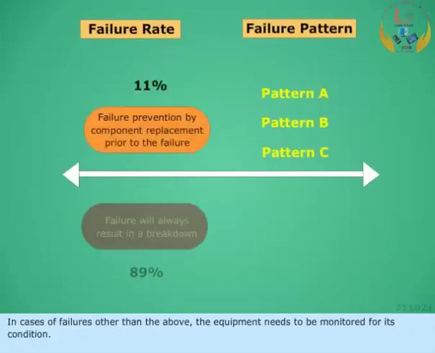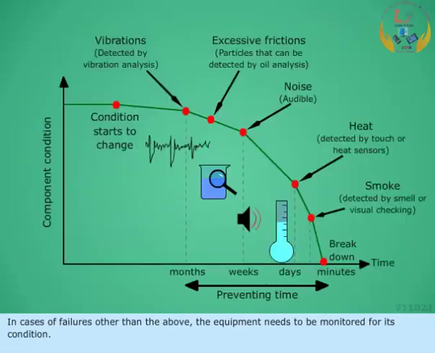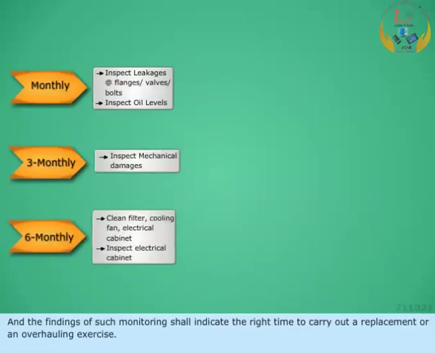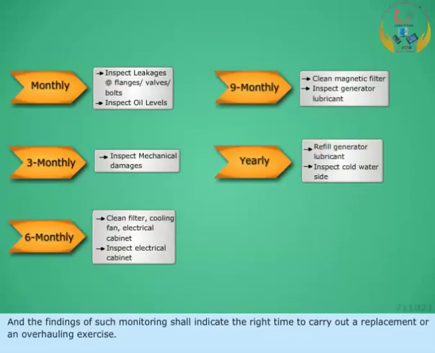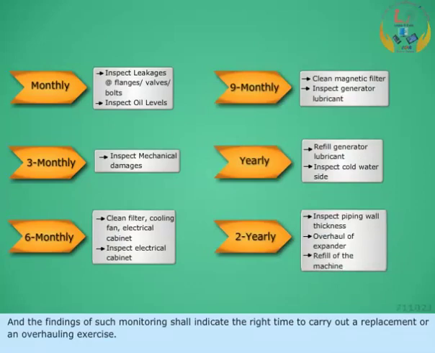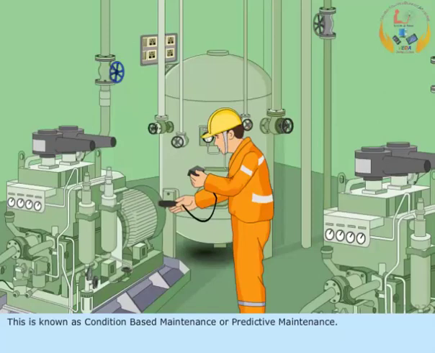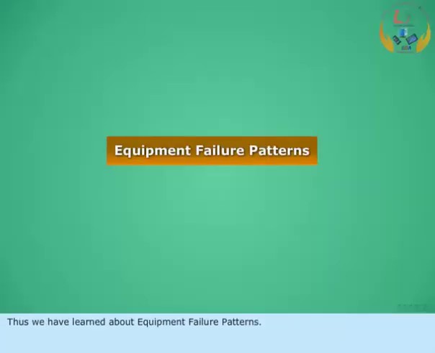In cases of failures other than the above, the equipment needs to be monitored for its condition, and the findings of such monitoring shall indicate the right time to carry out a replacement or an overhauling exercise. This is known as condition-based maintenance or predictive maintenance. Thus, we have learned about equipment failure patterns.